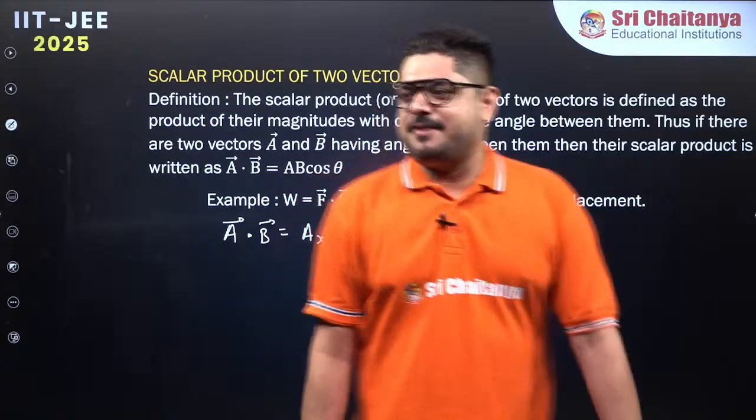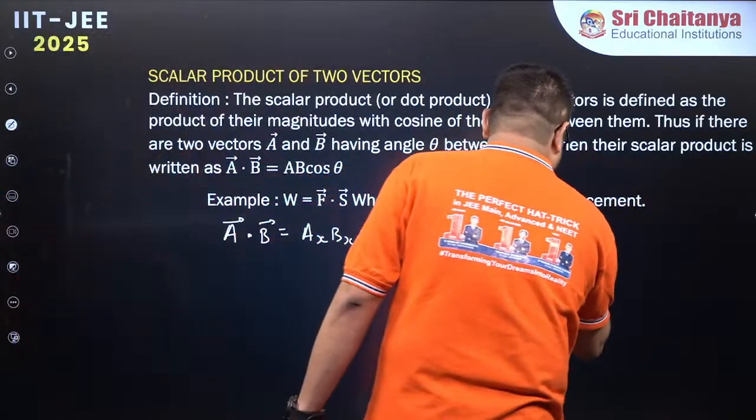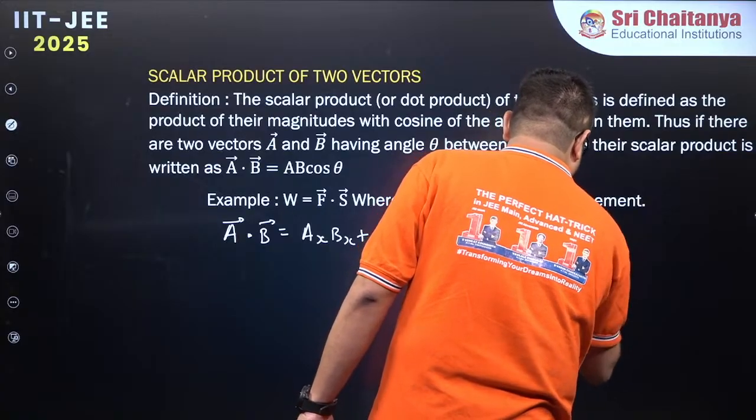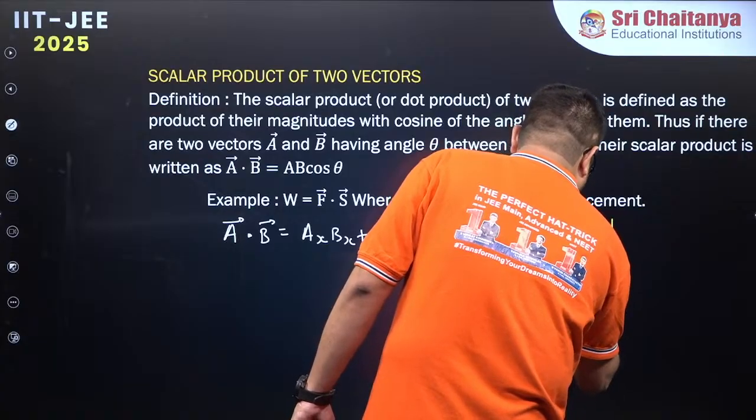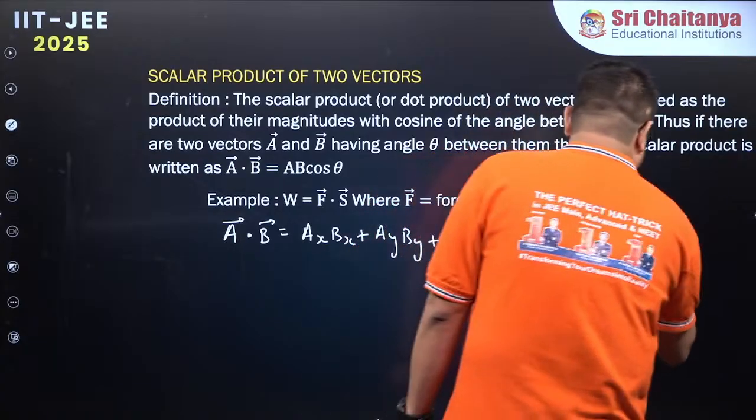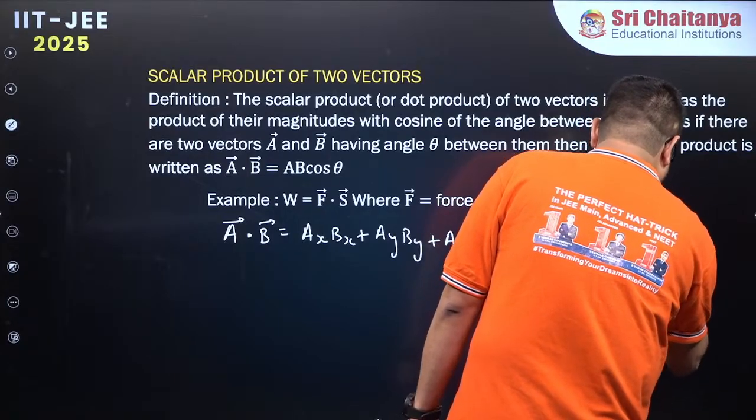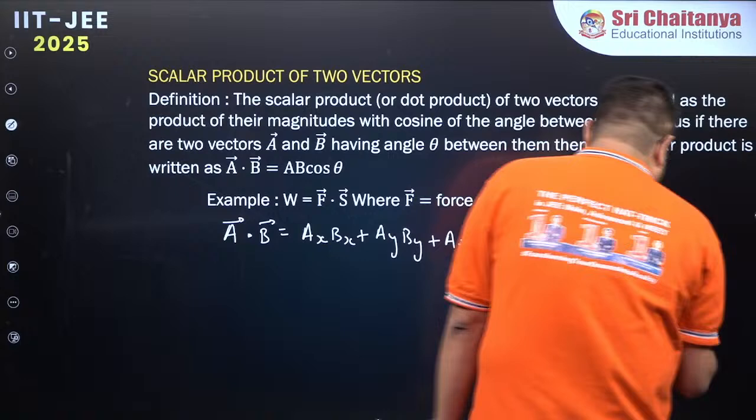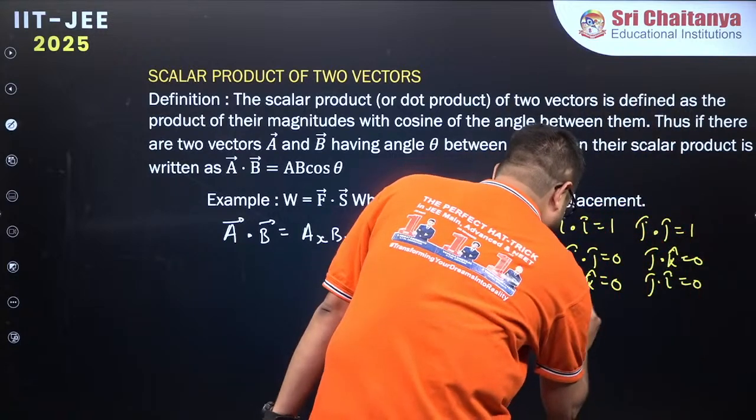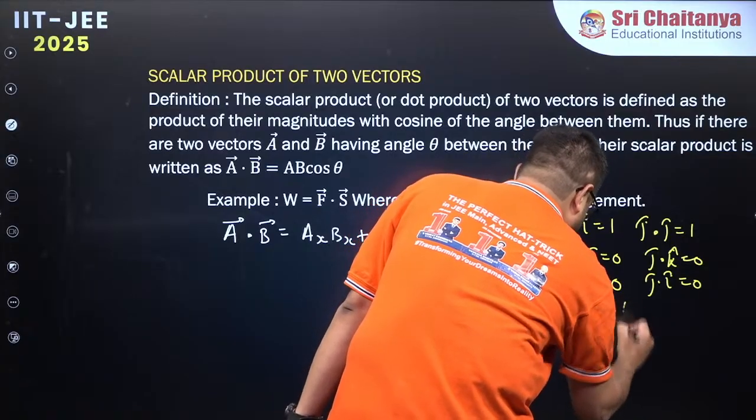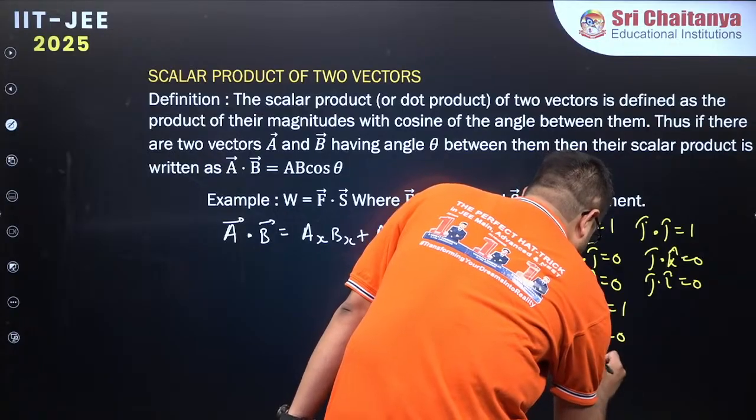So now you can recall, everyone, once again I will write down the short form over here, that is i cap dot i cap is 1, i cap dot j cap is 0, i cap dot k cap is 0. Similarly, j cap dot j cap is 1, j cap dot k cap is 0, then j cap dot i cap is 0. Then k cap dot k cap is 1, k cap dot j cap is 0 and k cap dot i cap is 0.